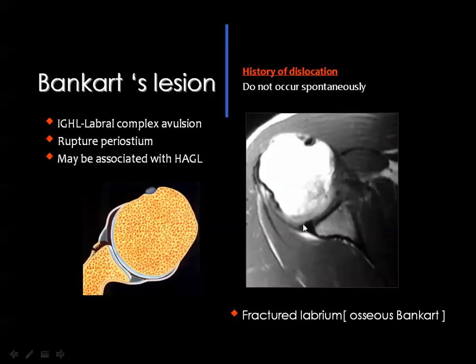Here you can see the posterior glenoid labrum, while the anterior one is not identified. Its site is occupied by granulation tissue, hemorrhage, and contusion secondary to trauma. You should know that this lesion does not occur spontaneously, and it needs a history of trauma and also a history of shoulder dislocation. Then in the axial image, you evaluate the anterior labrum at the level of the subscapularis tendon.